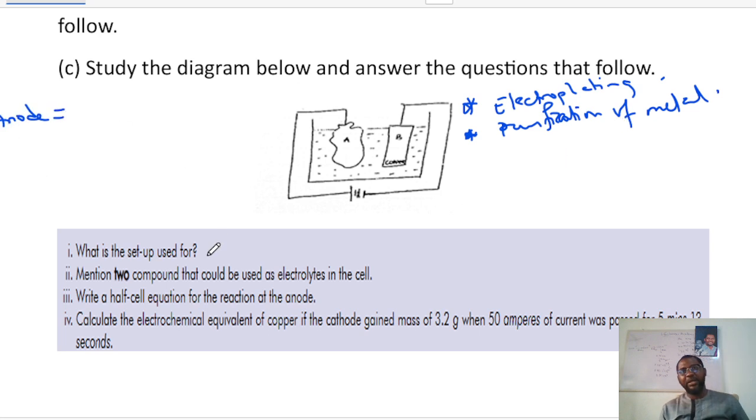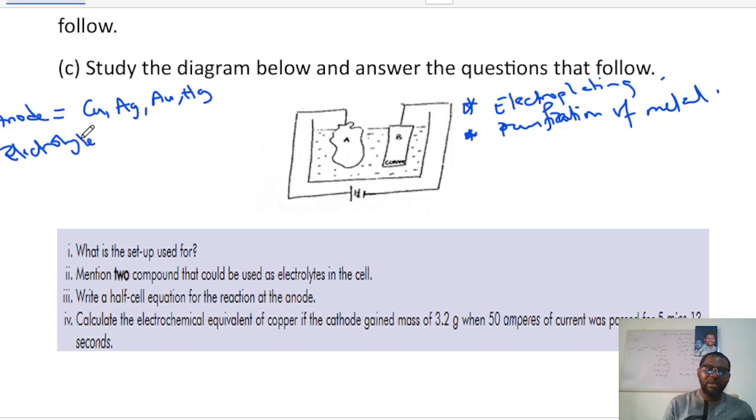anode must be a metal that is lower than hydrogen in the electrochemical series. That means the anode can be copper, can be silver, can be gold, can be mercury. Any element that is lower than hydrogen in the electrochemical series will be the anode. Then now, when we come to talk of the electrolyte, for the electrolyte here, we are going to use the salt of any of these metals as electrolyte.